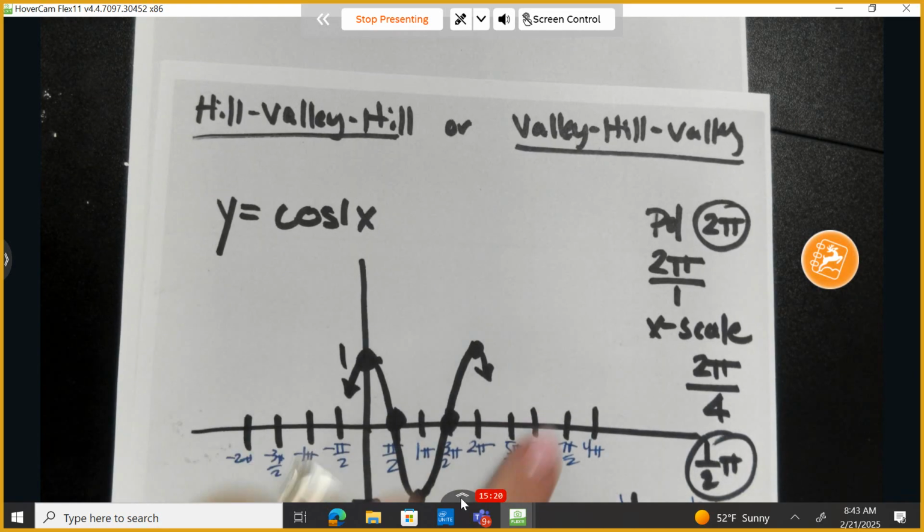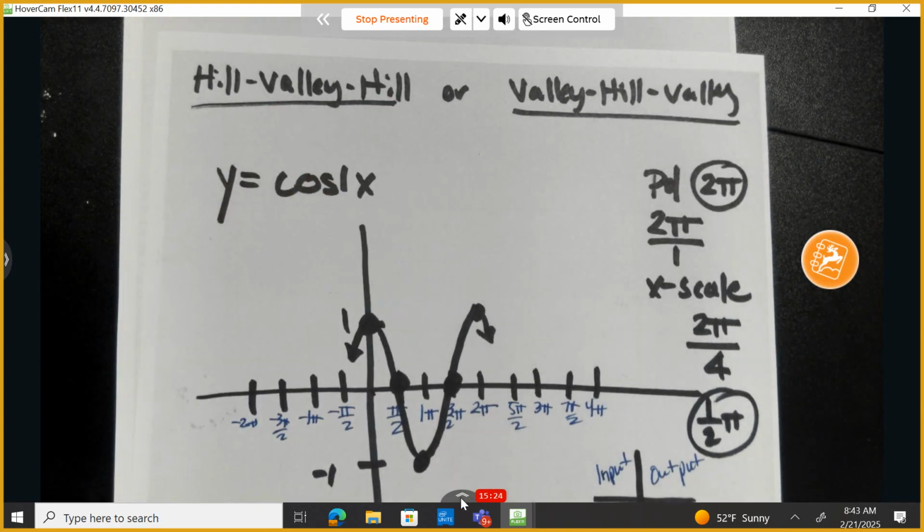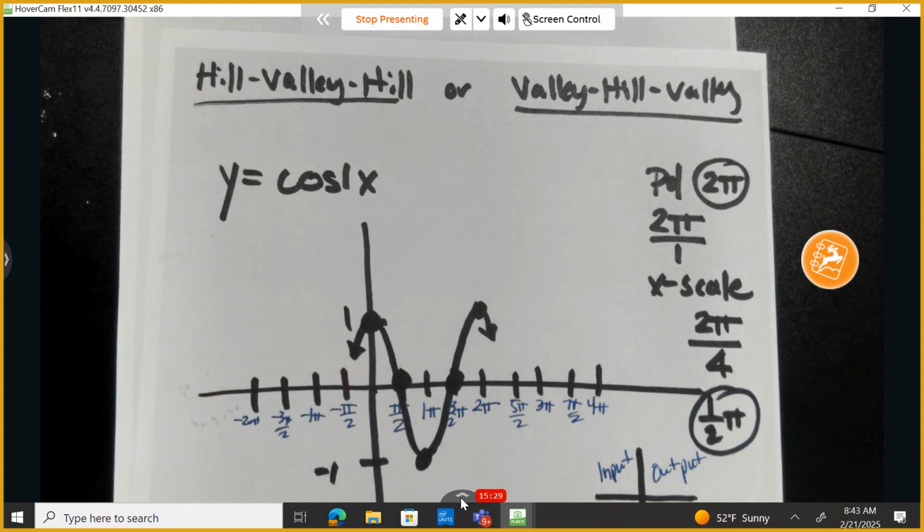So if I was going to describe this in words to help you better understand, I would say this parent function is an example of hill, valley, hill. Turn to your partner, please. Give them a thumbs up or thumbs down if they can see that shape, hill, valley, hill, because not everybody sees that initially.